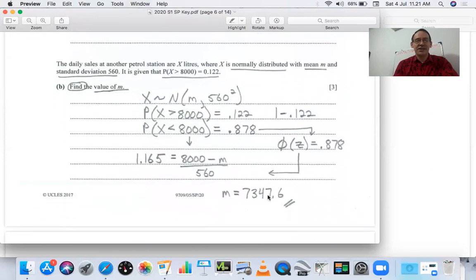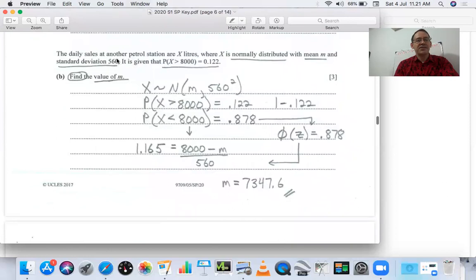Now, guess what? They give us another one. The daily sales at a different gas station or petrol station. Again, the capital variable X is representing the liters. It's normally distributed. This time, they do not give us the mean. The mean is M. It's this unknown variable. They do give us the standard deviation, which is 560, and they give us this equation, the probability of our random variable being greater than 8,000 liters is equal to only 0.122 or 12.2%.